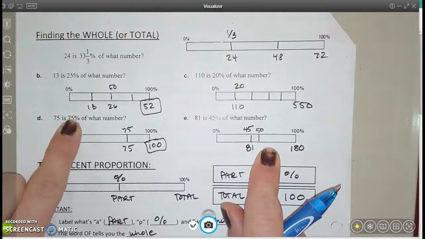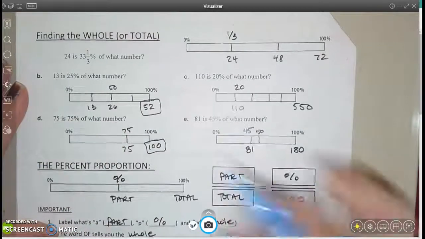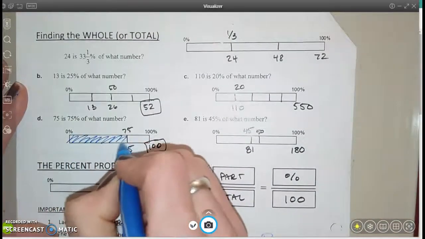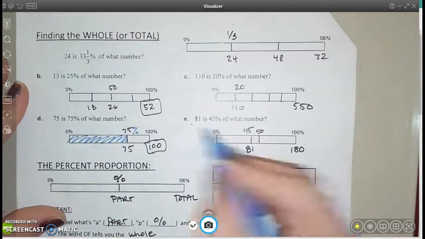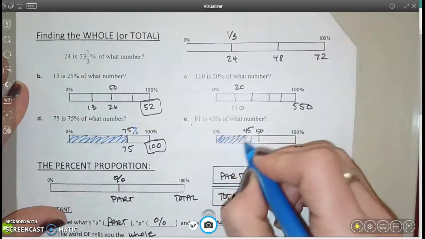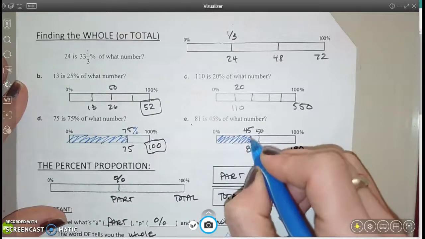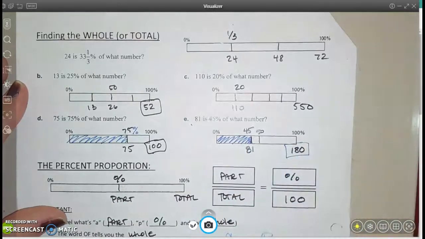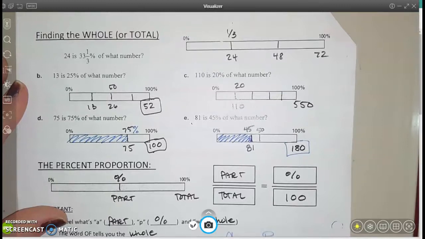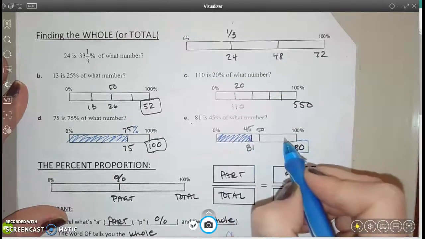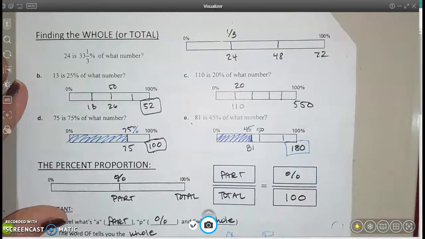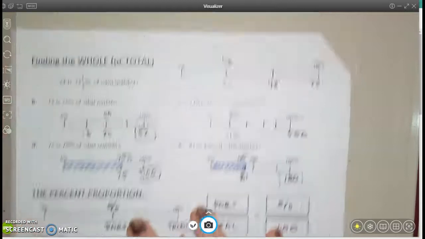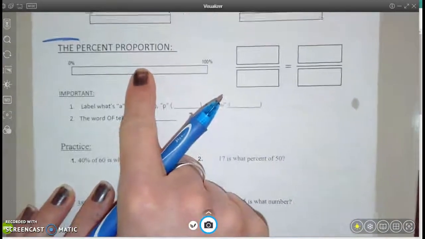So 75 is 75% of what number? Well, 75 is 75% out of 100. And 81 is 45%, so just less than half of what number, right? I might estimate about 180. If I double this, that would be 90%, and then plus a little bit more, a little bit extra. All right, so we're going to keep going from there and come back together right here.